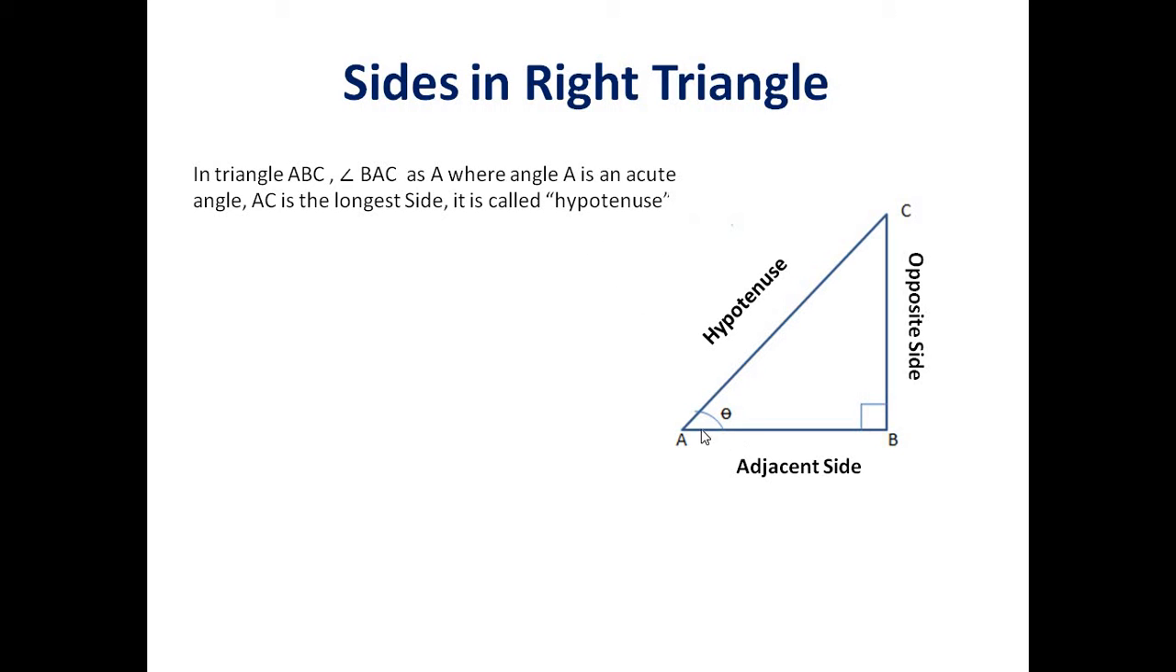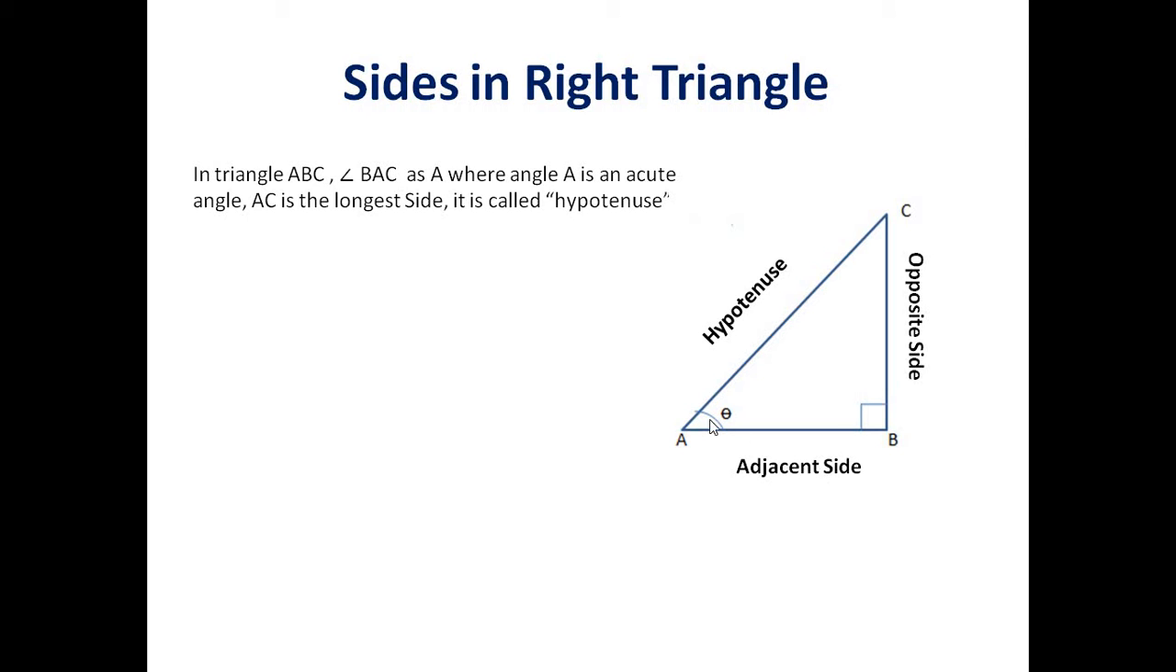And here angle A is my acute angle. You already know the definition of acute angle: the angle which is less than 90 degrees is known as acute angle. When I consider this particular acute angle A, BC is the opposite side and AB is the adjacent side.